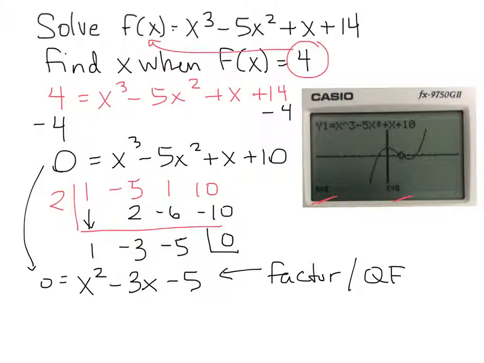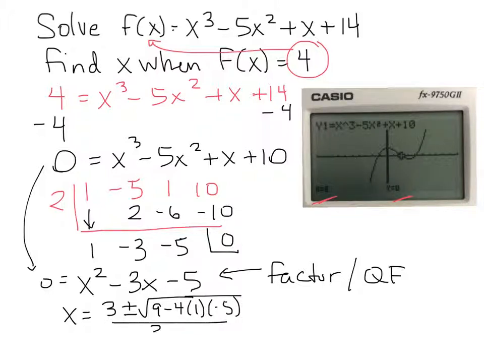So the quadratic formula it is: x equals 3 plus or minus the square root of 3 squared, so 9, minus 4 times 1 times negative 5, all over 2 times 1, so 2. So 3 plus or minus the square root of 29 when we type the inside part of the square root in the calculator, divided by 2.